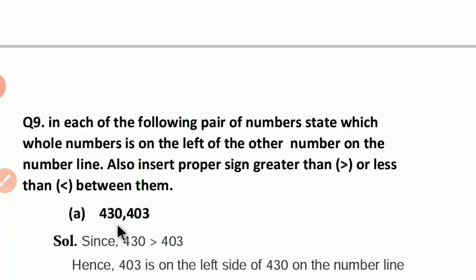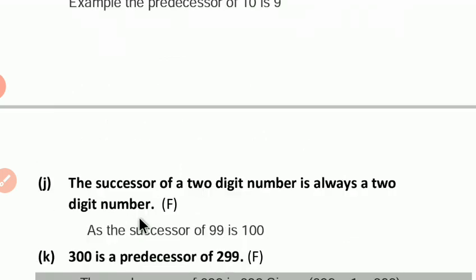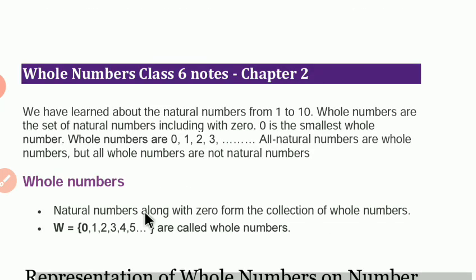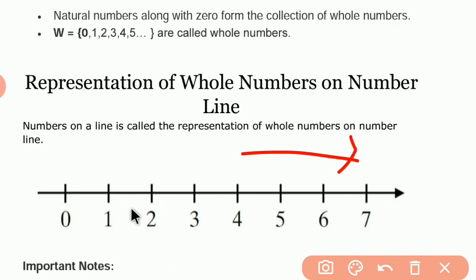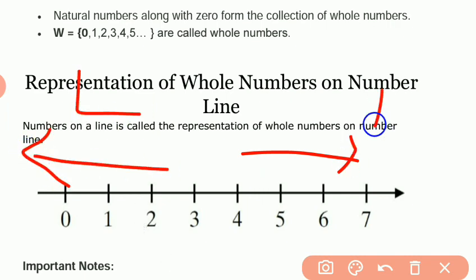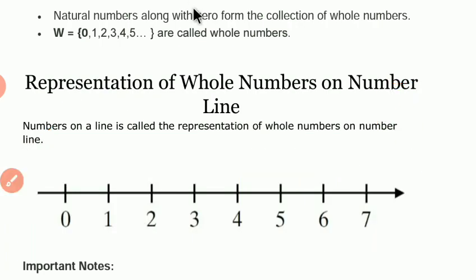So here pair of numbers is given. First one, 430 and 403. From this whole number, you have to see which number will come on the left and which will be on the right on the number line. So we have seen before that number line, if we see that 1 and 4, so 4 is greater than 1. So the number which is greater than a given number will always be on the right side and the less will be on the left side. So we have to compare the two given numbers.